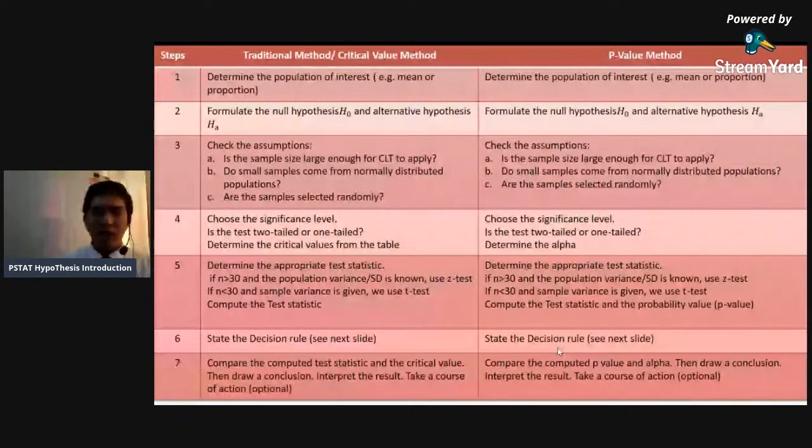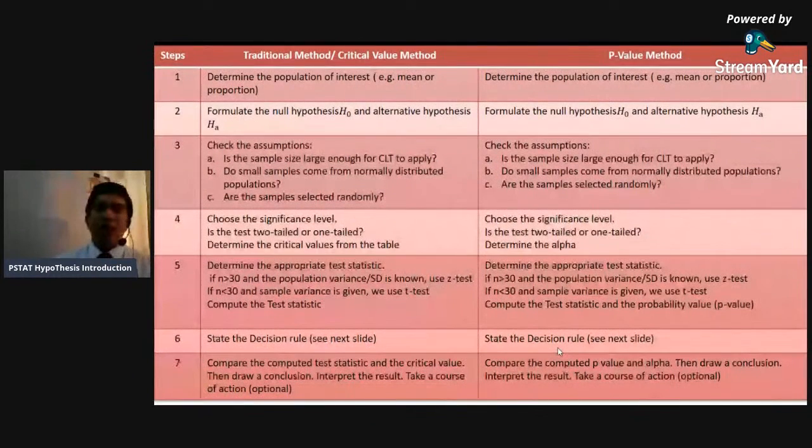The third one is to check the assumptions. A, is the sample size large enough for the CLT to apply, meaning that n is greater than or equal to 30? B, do small samples come from a normally distributed population? Usually when you are using CLT, you are assuming that the population is normally distributed. This is for the traditional method. For the p-value method, is there any difference between the two? No, actually, they have the same.